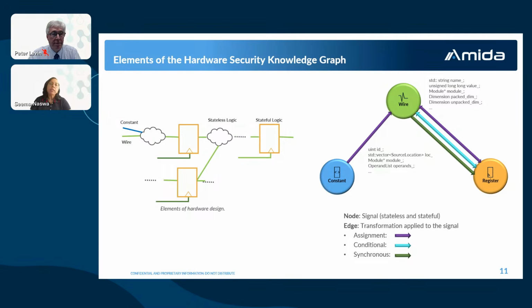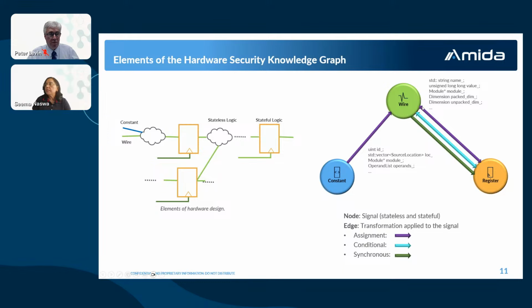Okay, so in Amida's knowledge graph, we represent nodes. The nodes represent these stateful elements that I showed here, the orange ones. They also represent the signals, the wires that are there in the design, and the constants. And these nodes have signal attributes like confidential, integrous, the dimensions of the signal, the parent handle of the signal. All of these attributes are stored on the nodes.